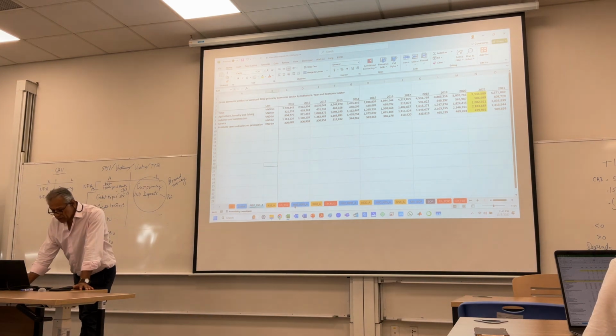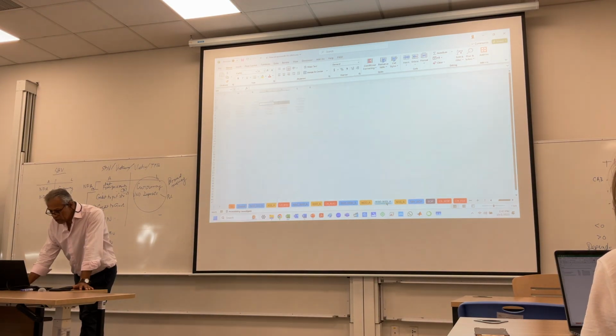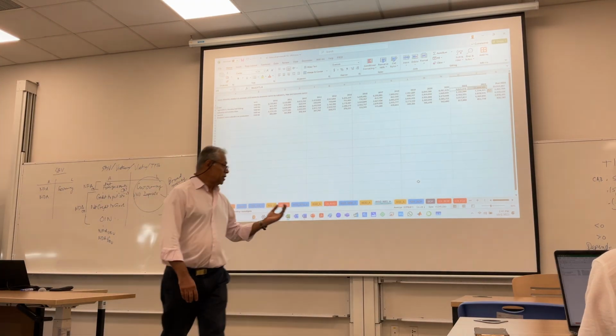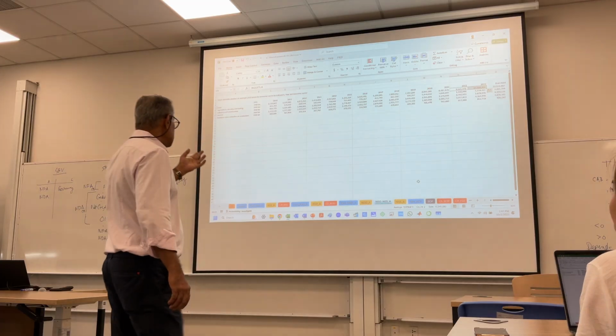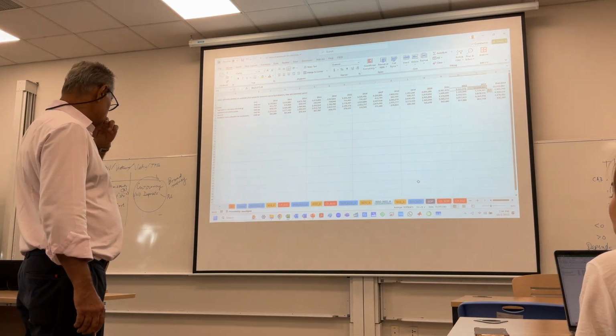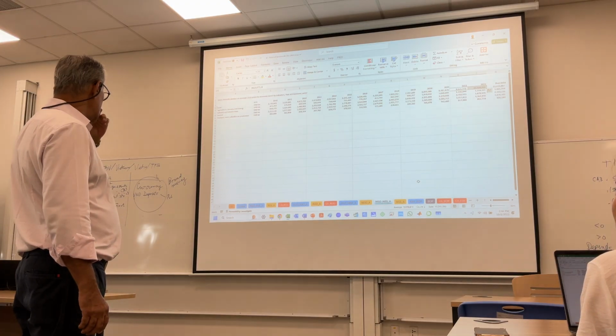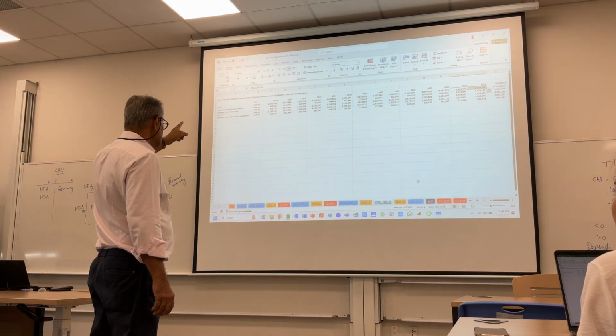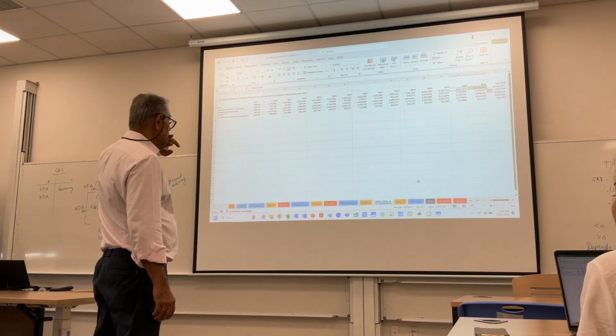Just as we found out the real side, we can also find out the nominal data. This is GDP of Vietnam in nominal, this should not be constant prices. This should be real prices at current prices.